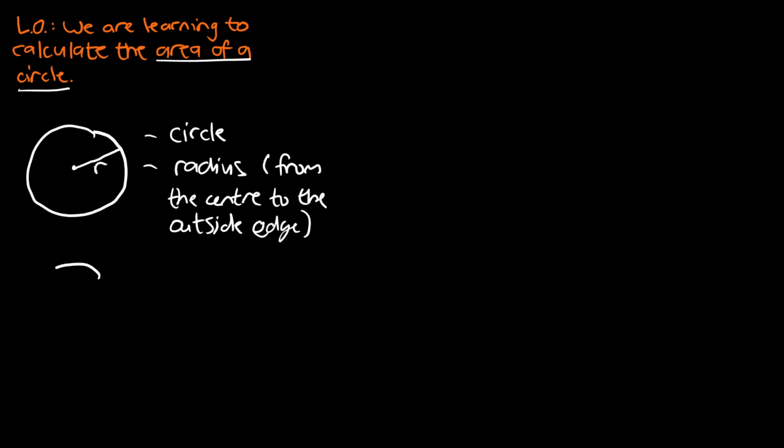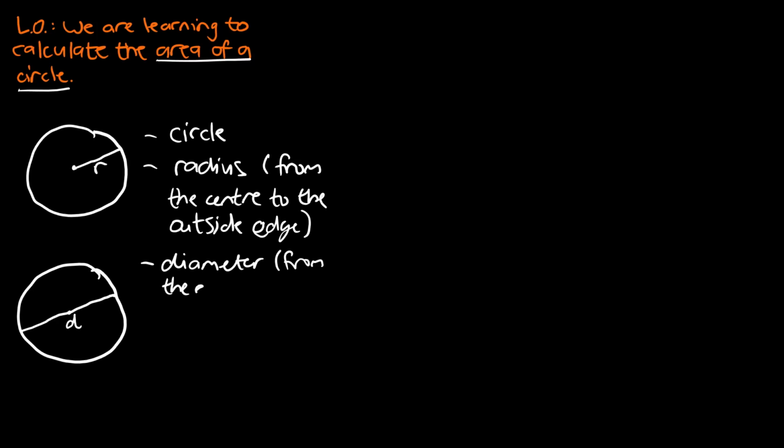And the next one we need to be aware of, so I'm drawing another circle, and again we've got our center point. If it goes from one edge through the center all the way to the other edge, that's often referred to as D, or the diameter. It goes from the edge through the center to the edge again. So hopefully that makes sense.